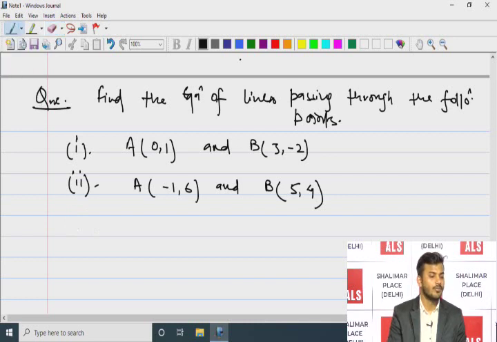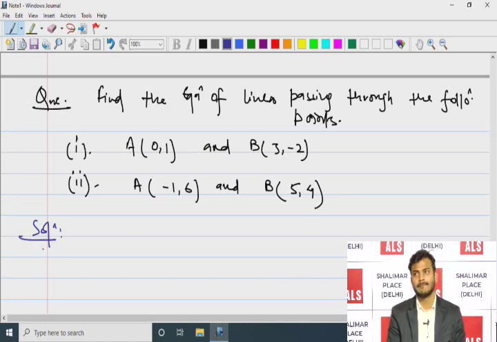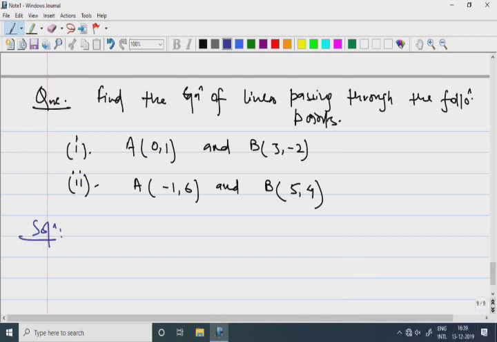So how can we find the equation of any line passing through two fixed points? Give it a try. You know the formula, right? I'll wait for 2 minutes, then I'll solve it for you. A and B are the 2 points, so x1, y1 and x2, y2, you know. You just have to plug all the values into the formula.